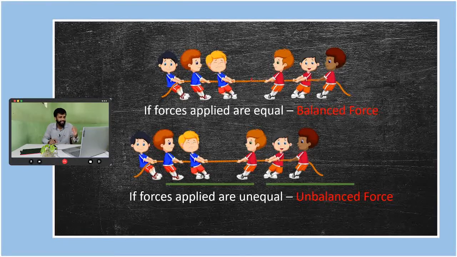That's it. So we have balanced force and we have unbalanced force. Balanced force is when the forces are equal on either side, and unbalanced is when forces are unequal on either side. Also note that three people are pulling that rope in one direction, right? So forces add up. Forces in the same direction you can add.